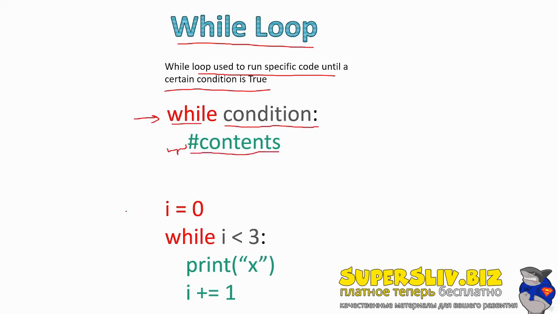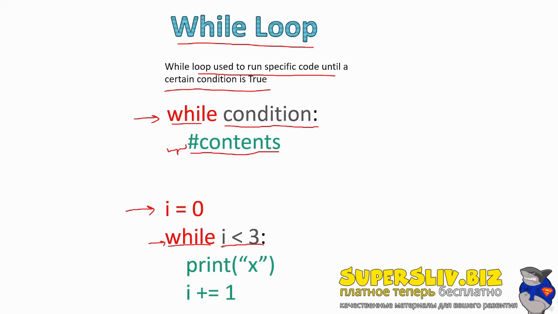Now let us take a look at an example. In this case I have created the variable called i equal to 0. Then I have created the while loop. The condition is i less than 3. The content is print x, then add 1 to the existing value of i. Now let us see how this code will run.